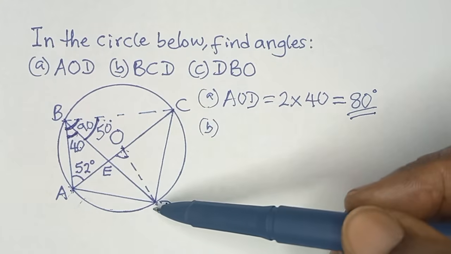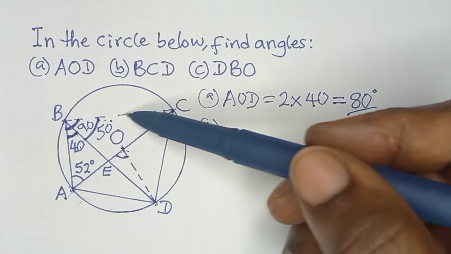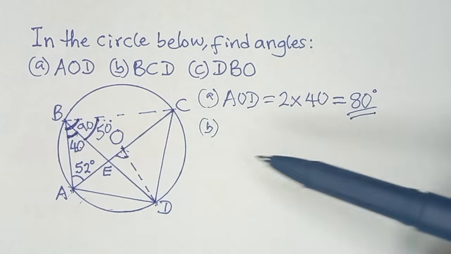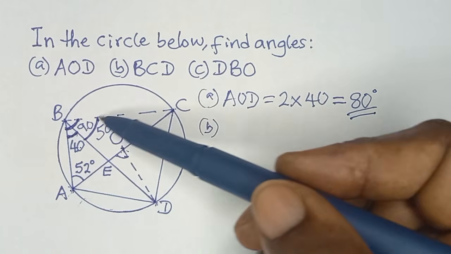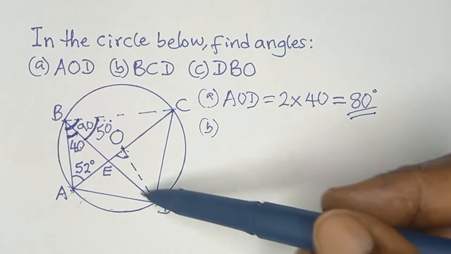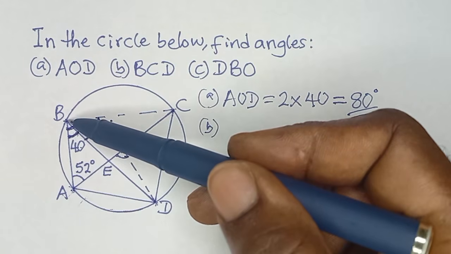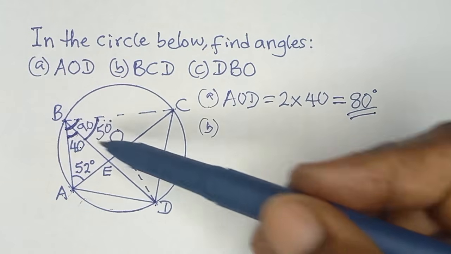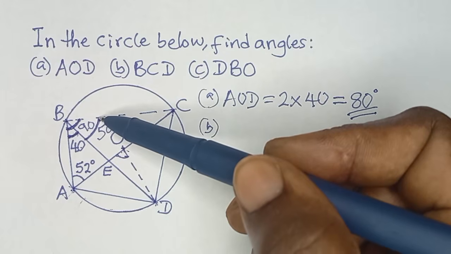Can you see the point C and D? I have a line moving to B at the circumference. That is a line from point C going to B. I have a line from point D going to B. Together, the two lines form this 50 degrees.